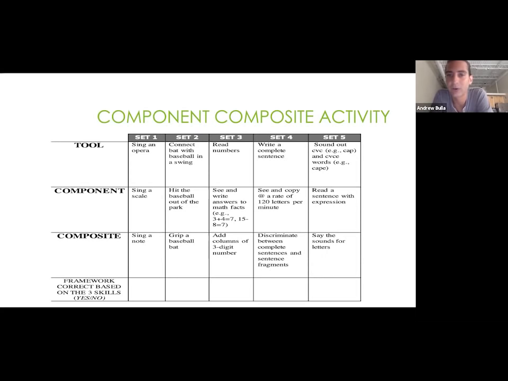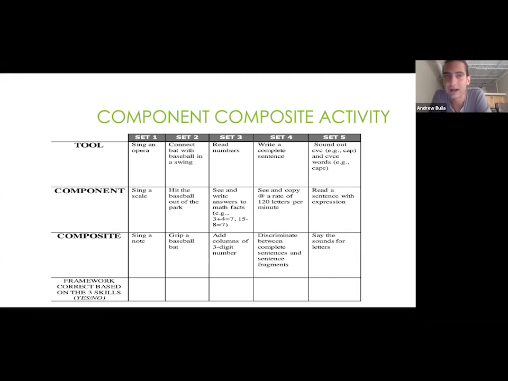Let's look at set 4. Write a complete sentence. See and copy at a rate of 120 letters per minute. Discriminate between complete sentences and sentence fragments. That is not in the correct order. The tool skill is see and copy at a rate of 120. The component is to discriminate between complete sentences and sentence fragments. So as a general rule, you always want to discriminate before you operate. So discriminate between examples and non-examples before they generate their own. And then the composite skill is write a complete sentence.